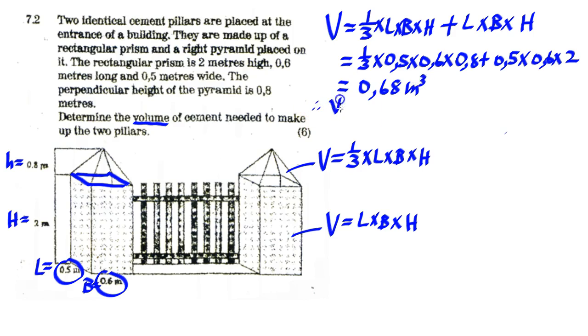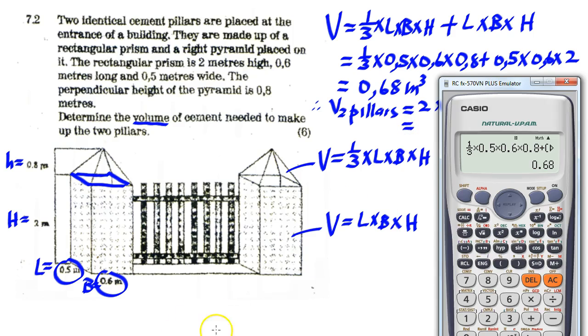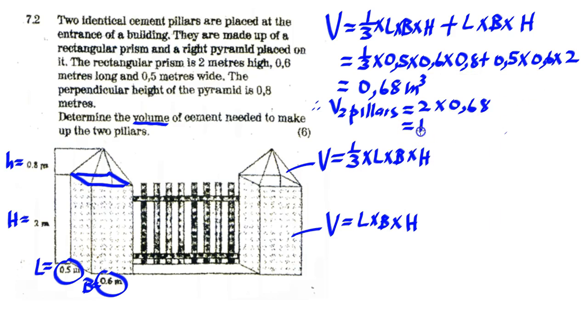Therefore, the volume of two pillars equals 2 times 0,68. So we just multiply that by 2, and our answer is 1.36 cubic meters. So we require 1.36 cubic meters of cement to make both pillars.